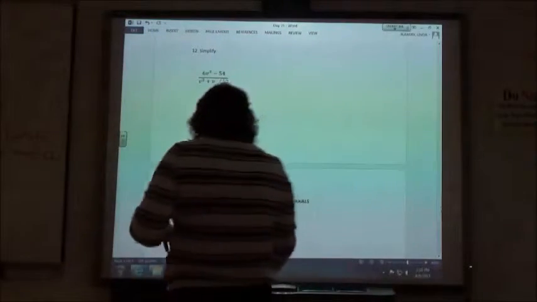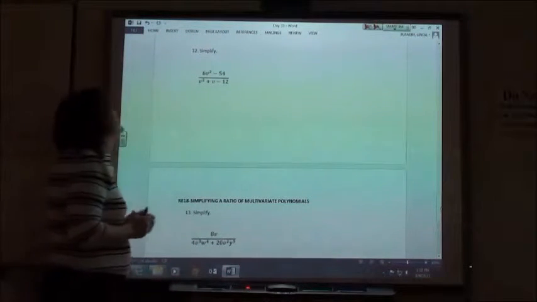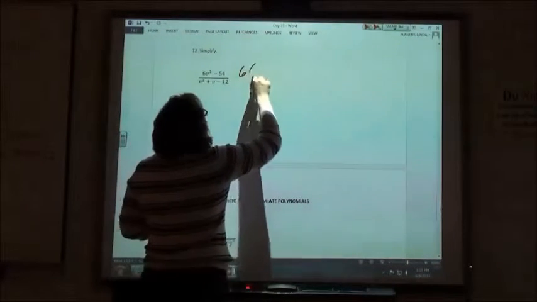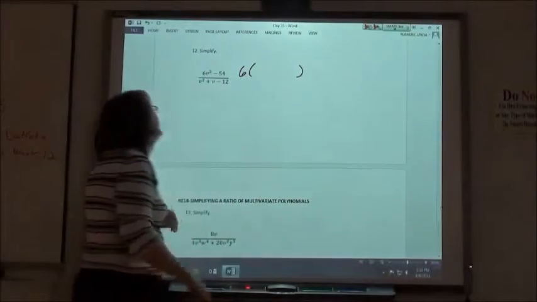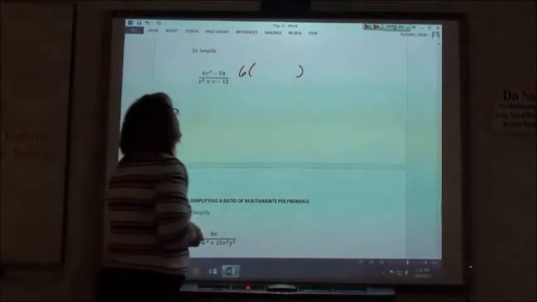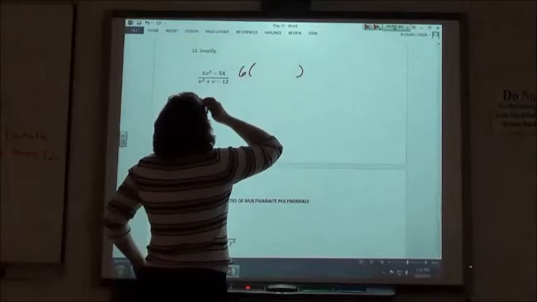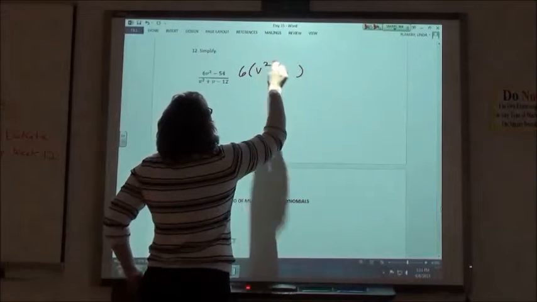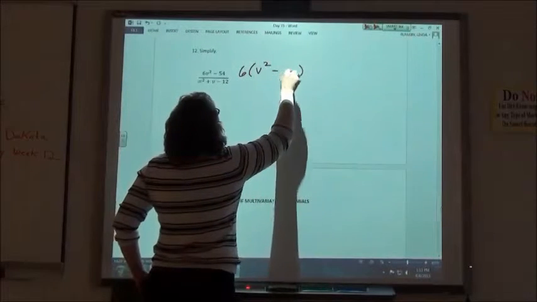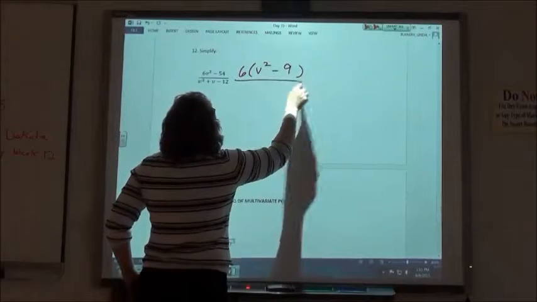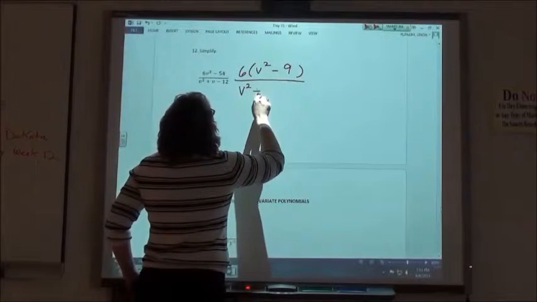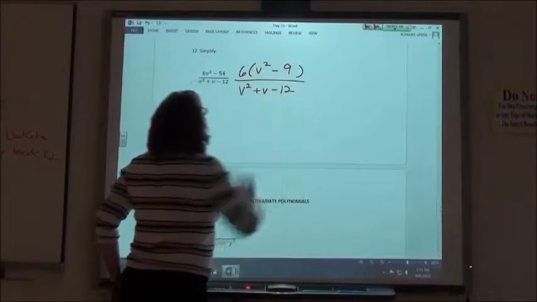All right, so the next one. What should we do first on that one? The top one. Okay, so what should we do with the top one? Well, take out our greatest common factor of 6. And then we're going to have a v squared minus 9. And the bottom one we can't do anything with right now. Alrighty.